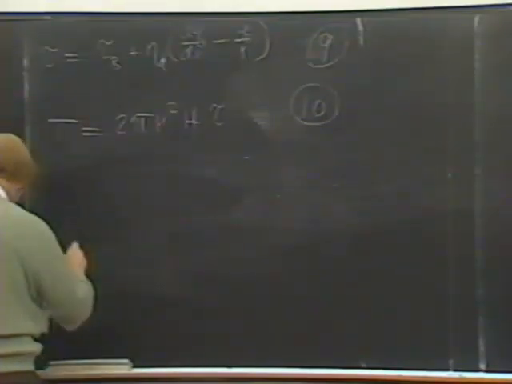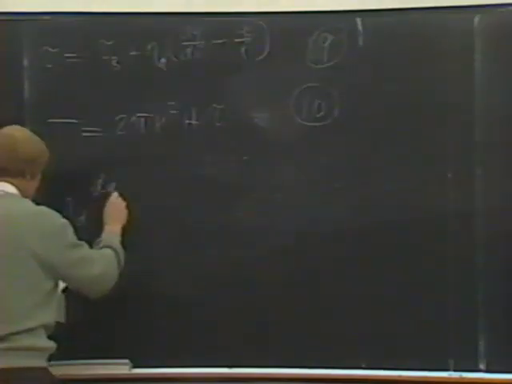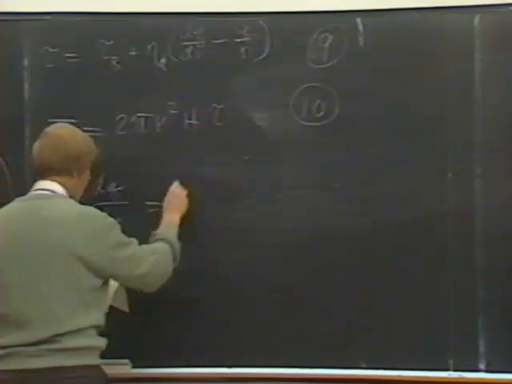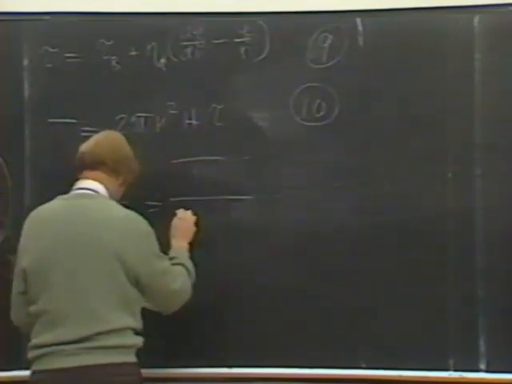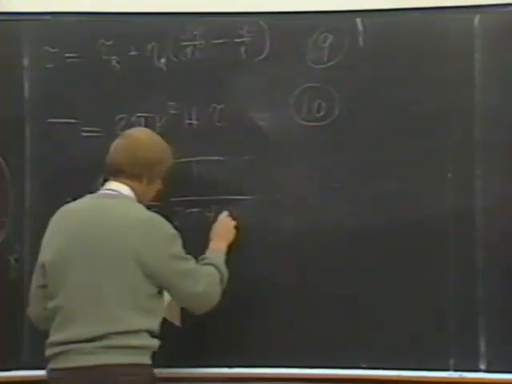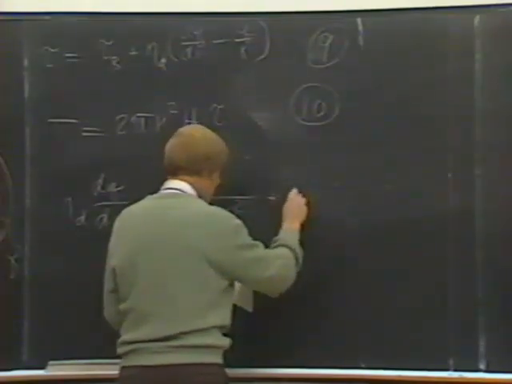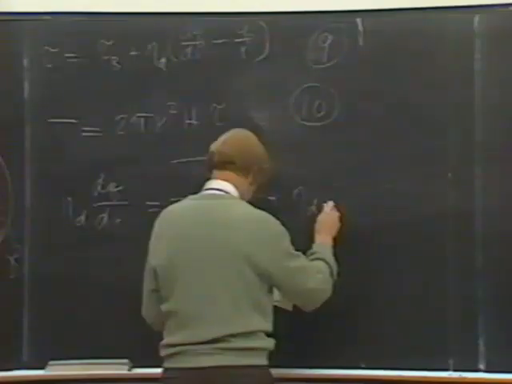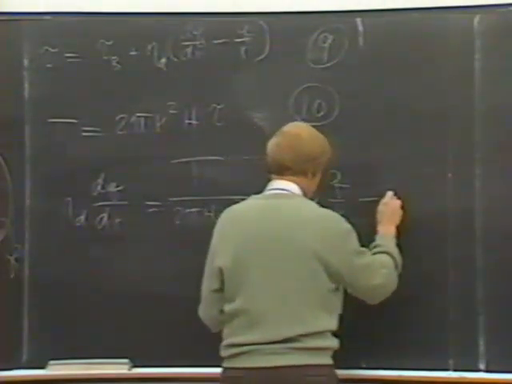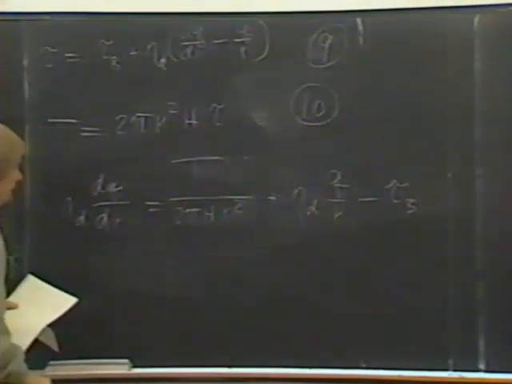Let's start over again. Eta sub d times dq dr is equal to t over 2 pi h r squared plus eta sub d times q over r minus tau b. Okay, now I'll get to the next one.